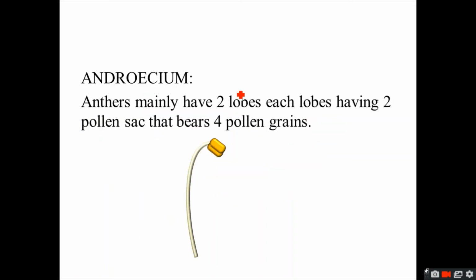So now let's discuss about male reproductive part of a flowering plant, and we can see that androecium, which is also known as stamen, is a male reproductive part of a flowering unit. Now these stamens are having anther and filament, and each anther is having two lobes which are having two pollen sacs.